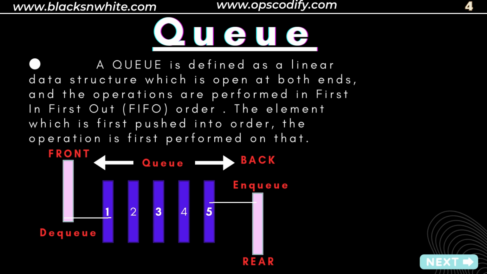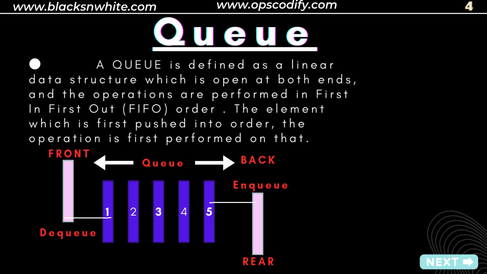The back is called the rear, where new items are added. The two main operations are enqueue and dequeue. Enqueue is the operation of adding a new item to the rear of the queue. For example, the number 6 would be added after 5.